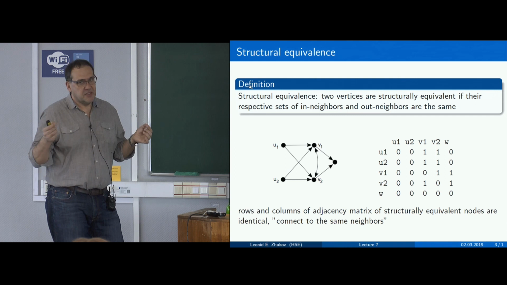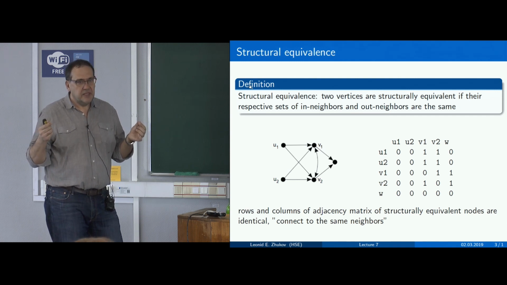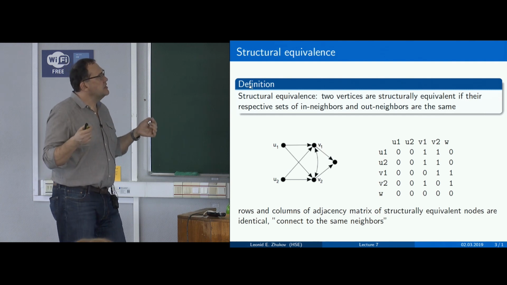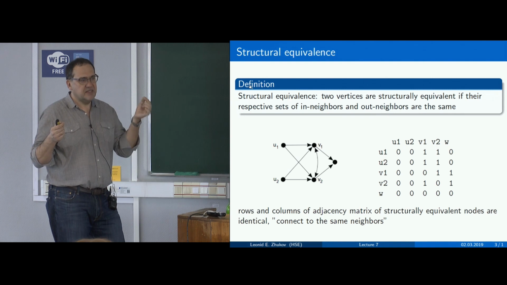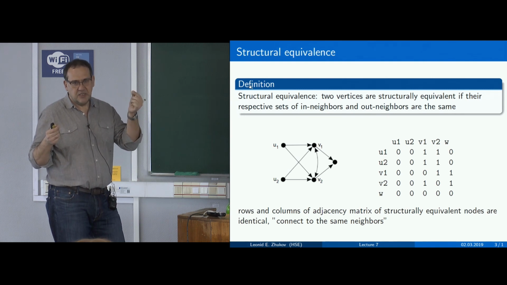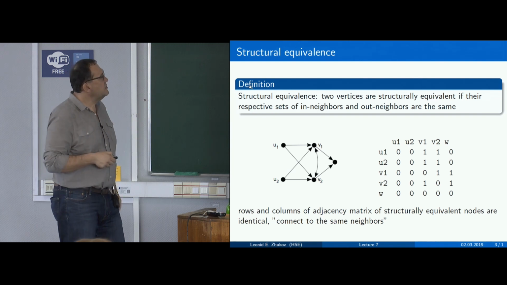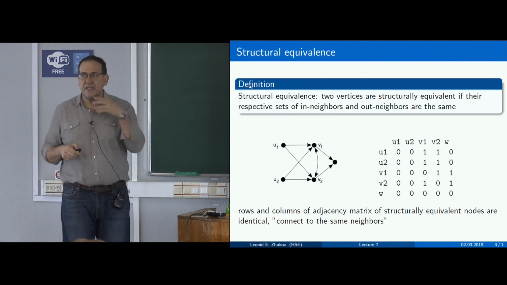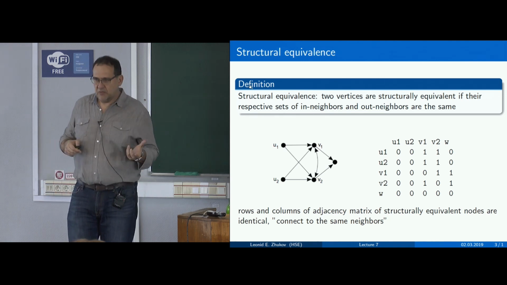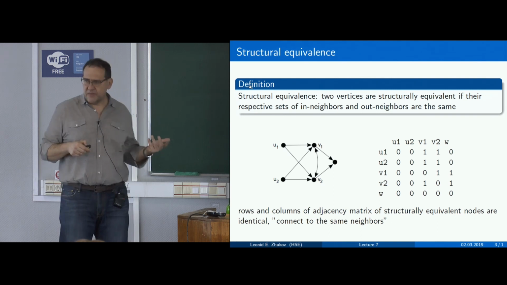We call two vertices structurally equivalent if their connectivity patterns coincide. In other words, if two nodes have the same incoming edges and the same outgoing edges. So if you look here, let's say this node and this node, they both have only outgoing edges, and this one edge comes to V1, this one edge to V2, and again V2 and V1. So from the connectivity pattern point of view, they're indistinguishable, right? They have exactly the same connectivity.